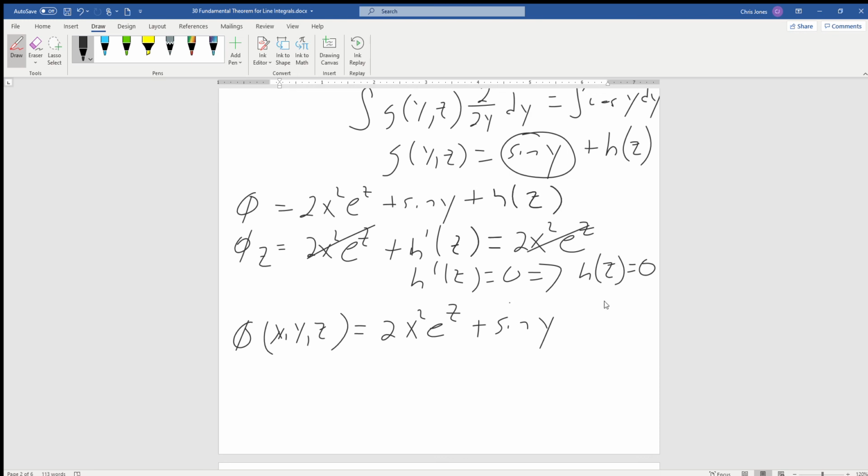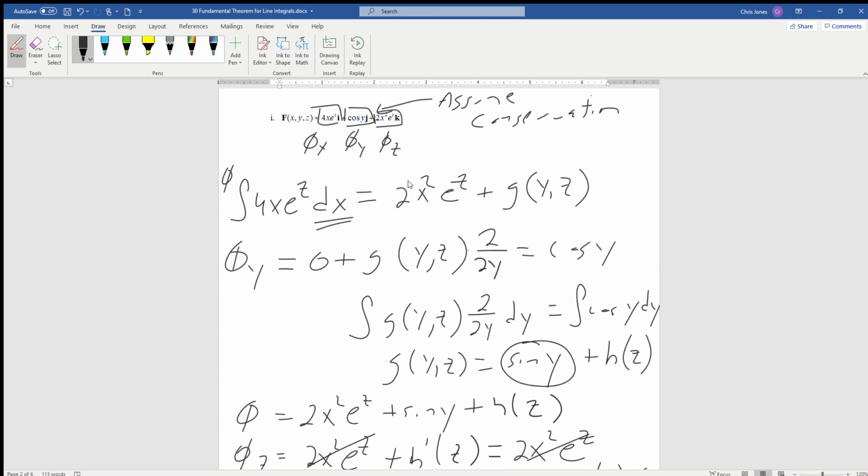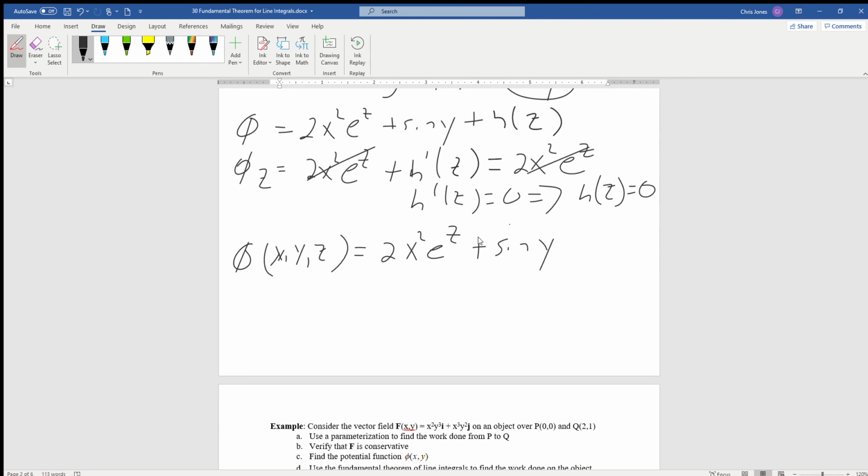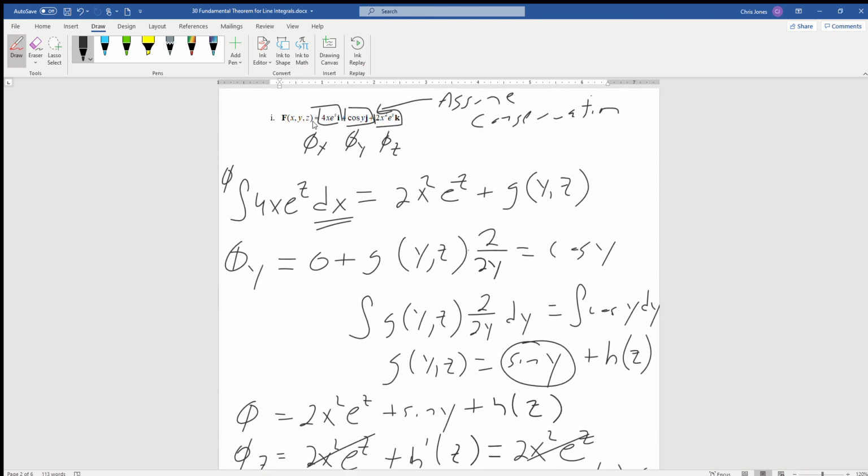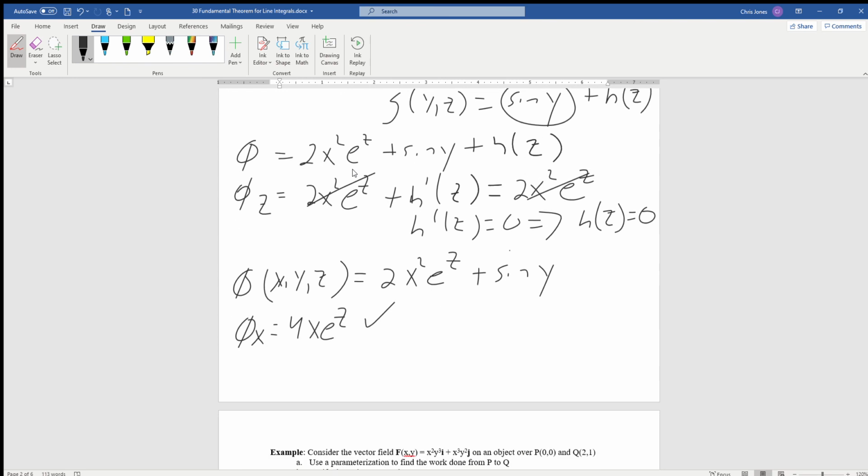Remember the test, the ultimate litmus test of this is to take each of the partials and see if each of the partials is equal to the coefficients of i, j, and k respectively. And we'll see that they indeed are. So let's just test this one last time. Phi sub x is going to be 4x e to the z, and if you remember all the way back up here, 4x e to the z. Phi sub y is going to be equal to cos y, and if you go all the way back up, that one's good.